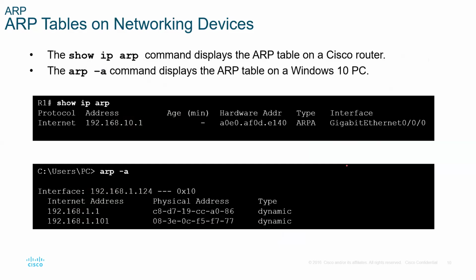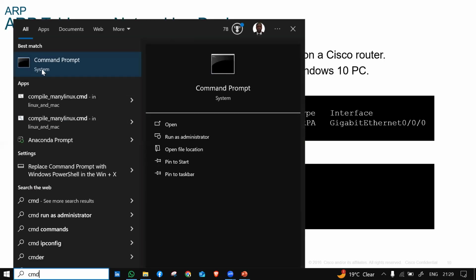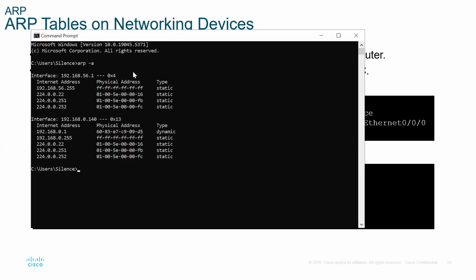ARP tables on networking devices. I think you can try that on your PC. If you want to see the IP address and MAC address mappings on your PC, you can type in arp -a. Let me see if I can do that. So you can see mine as well. It's arp -a. Voila. So we have our IP addresses and the physical addresses.